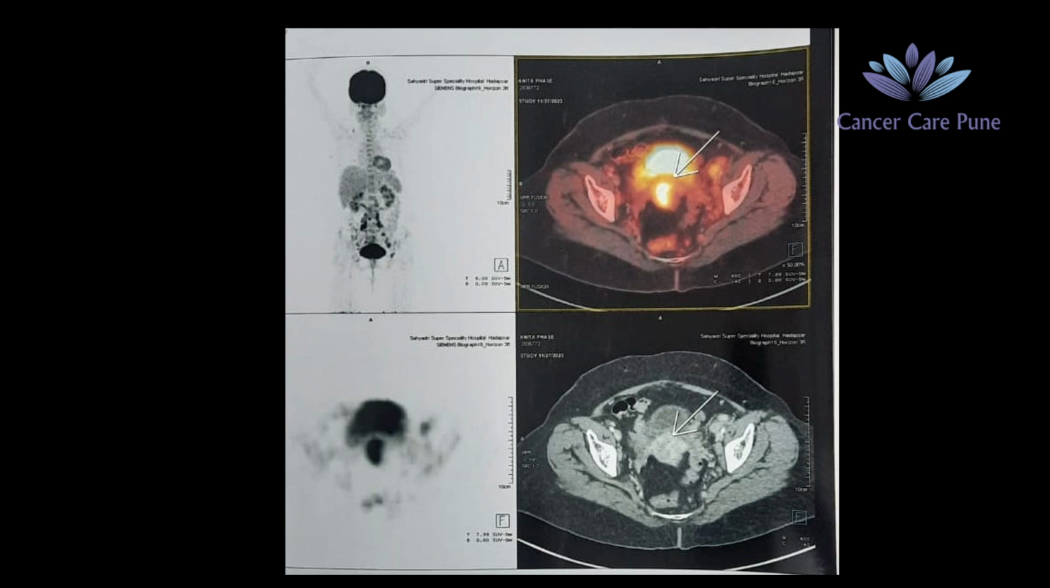The second test done in rectum cancer is PET-CT scan. PET-CT scan is basically done to evaluate the stage of the disease. So we understand whether the cancer is limited to the rectal area or whether it has spread to the lymph nodes, bones, liver or any other site in the body. So the PET scan is needed for initial evaluation and staging of the disease.